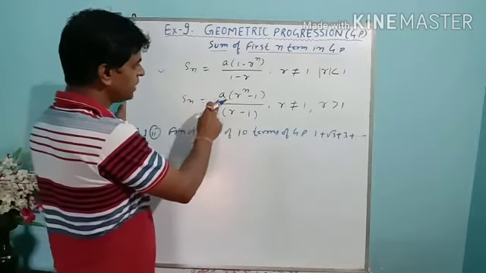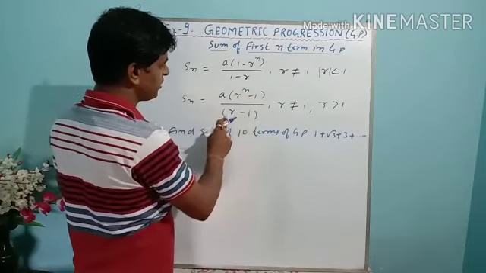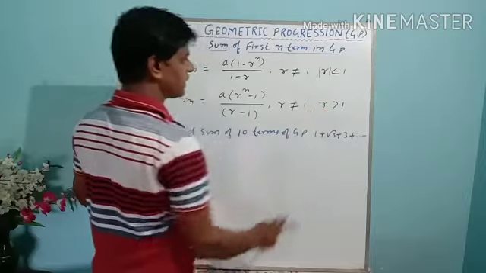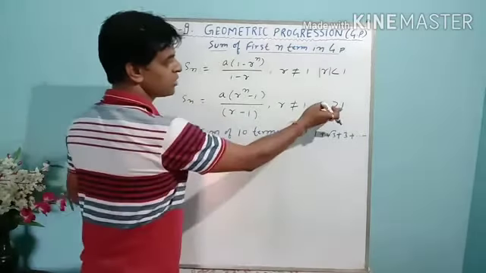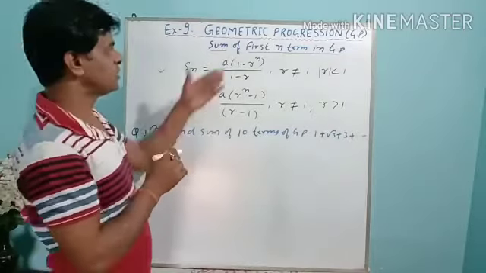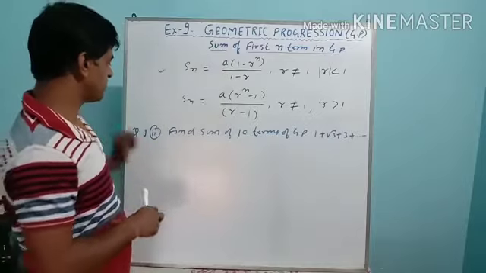And the second one is what? Sn equals A into R to the power n minus 1 divided by R minus 1, where R is not equal to 1 and where R is greater than 1. So whenever the ratio is greater than 1, we will use this formula to find the sum in GP. With all these formulas, we are going to solve one question here.